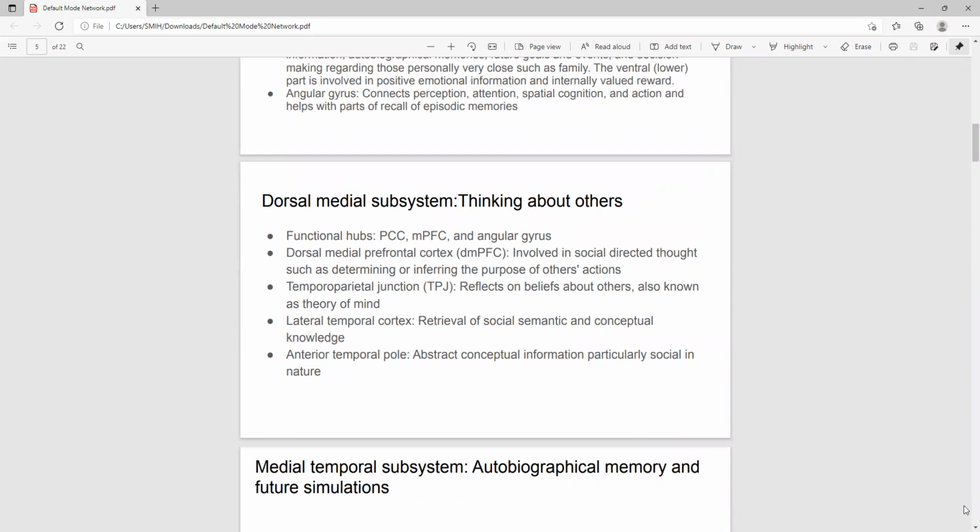Dorsal medial subsystem: this is the system which makes us think about others. The functional hubs are PCC, MPFC, and angular gyrus. Dorsal medial prefrontal cortex is involved in socially directed thoughts, such as determining or inferring the purpose of others' actions. Temporoparietal junction reflects on beliefs about others, also known as theory of mind. Lateral temporal cortex: retrieval of social, semantic, and conceptual knowledge. Anterior temporal pole: abstract conceptual information, particularly social in nature.